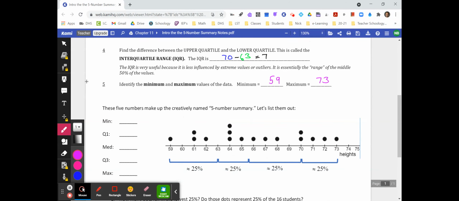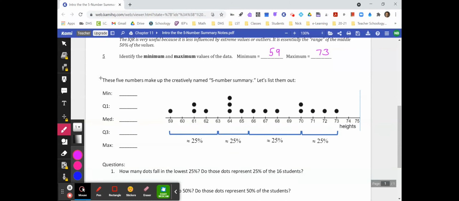So these 5 numbers make up the creatively named 5-number summary. So let's go ahead and list out all these values again. So our minimum we said was 59. Our Q1 was 63. Our median was 65.5. Our Q3 was 70. And our max was 73. And we can see here these numbers listed out in a dot graph of our 4 different quartiles here, right? 25%, our middle 25%, our upper 25%, and our max 25%.